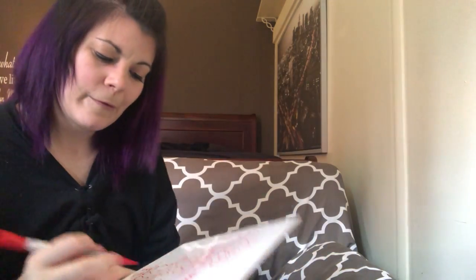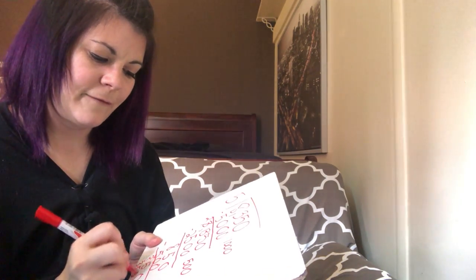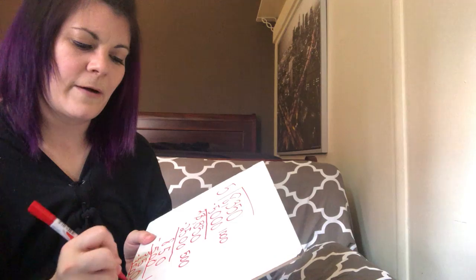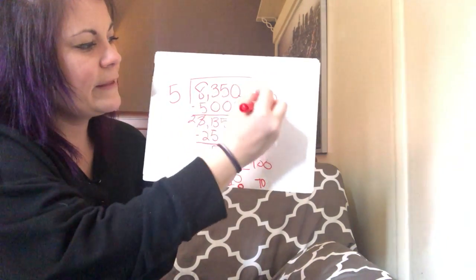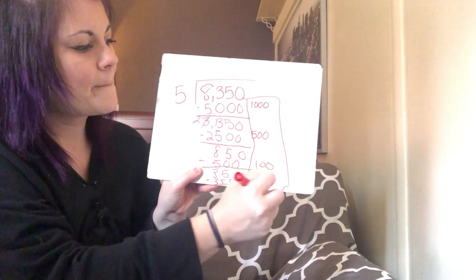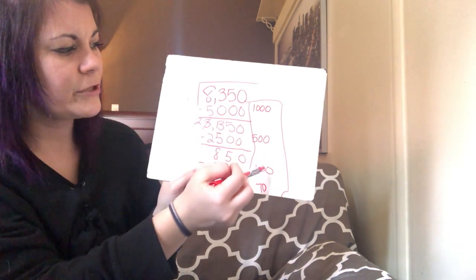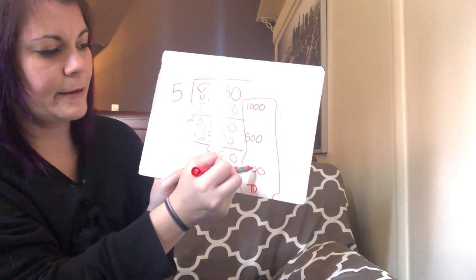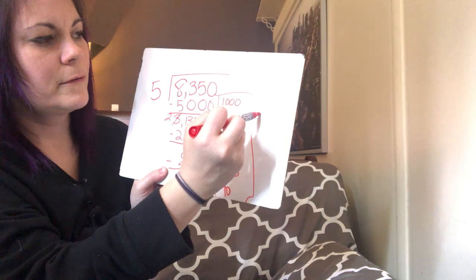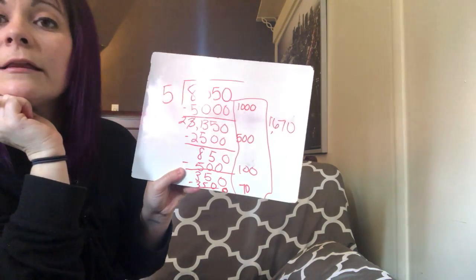Oh, whoa. Look at that. 70. 350. And now I have 0. That's my whole goal, is to get it down to 0. And then these numbers right here, you add them up and that's your answer. 1,000 plus 500 plus 100 plus 70 is 1,670. 1,670 is the answer.